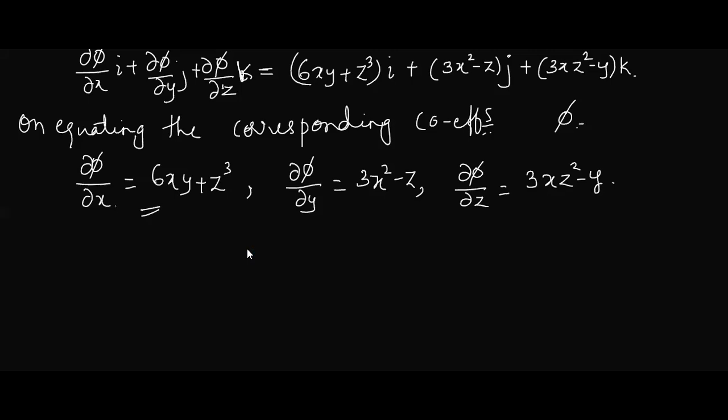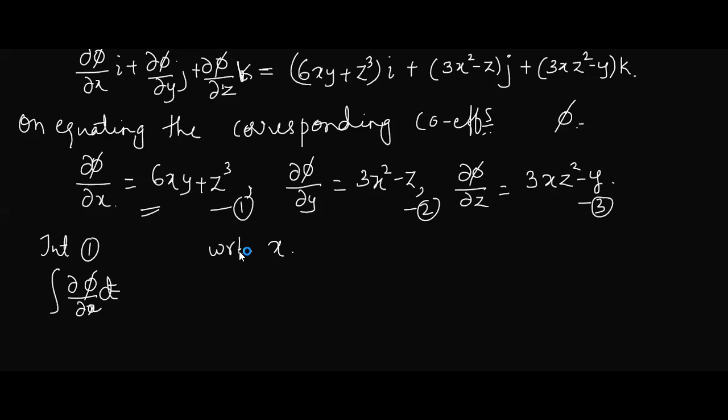Okay, let me just do it for this. I'll call this 1, this 2, and this 3. So first integrate 1 with respect to x. I'm doing it with respect to x, which means I'm treating y and z as constant. Keep that in mind. So integration of dou phi by dou x with respect to x will be ultimately phi. You can write it directly as phi, no problem.